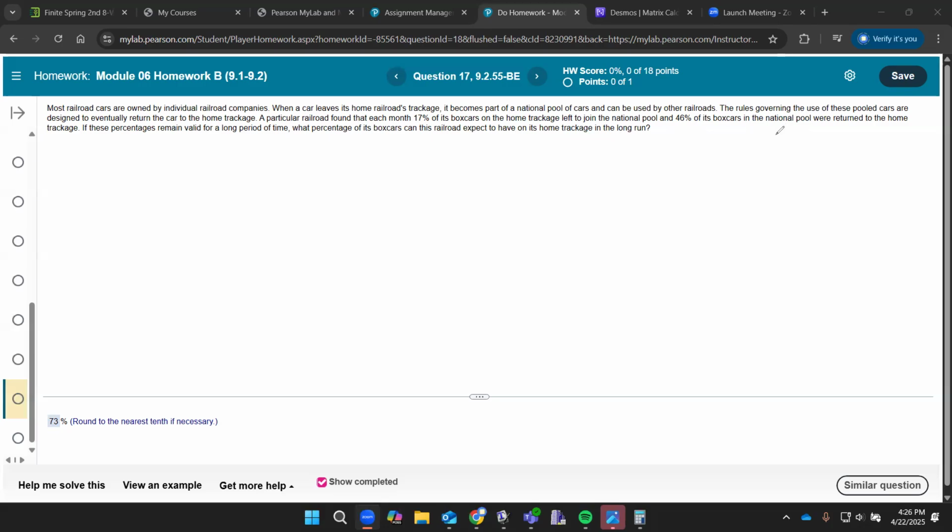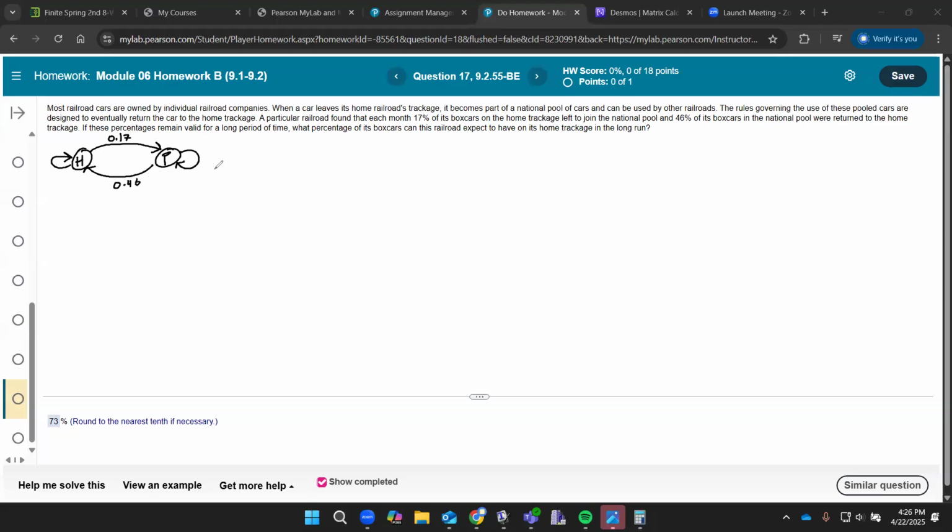of the national pool returned back home. Okay, so if you want, you could think that this is home and this is the national pool or something. They didn't give me the probability of staying home, but they did give me the probability of going into the pool, which was 17%. And I don't think they gave me the probability of staying in the pool, but they did give me the probability of returning back home.